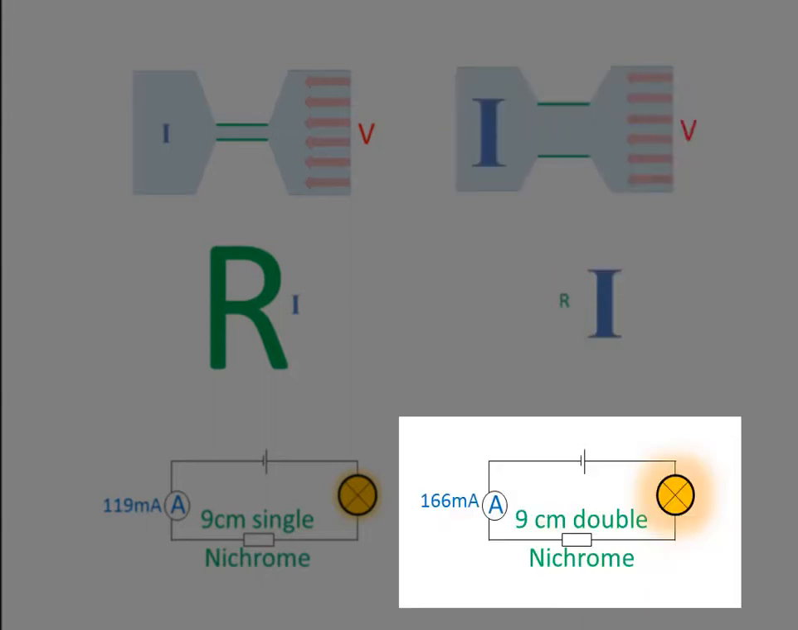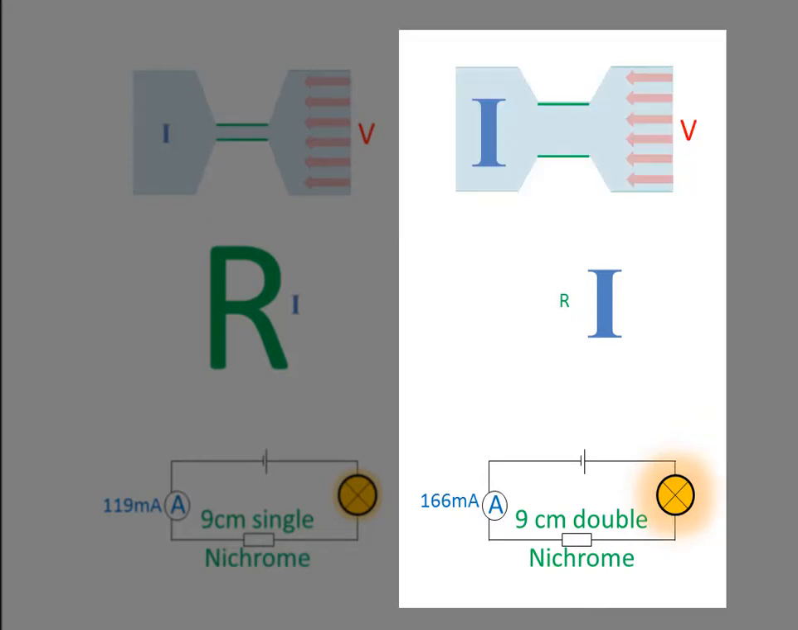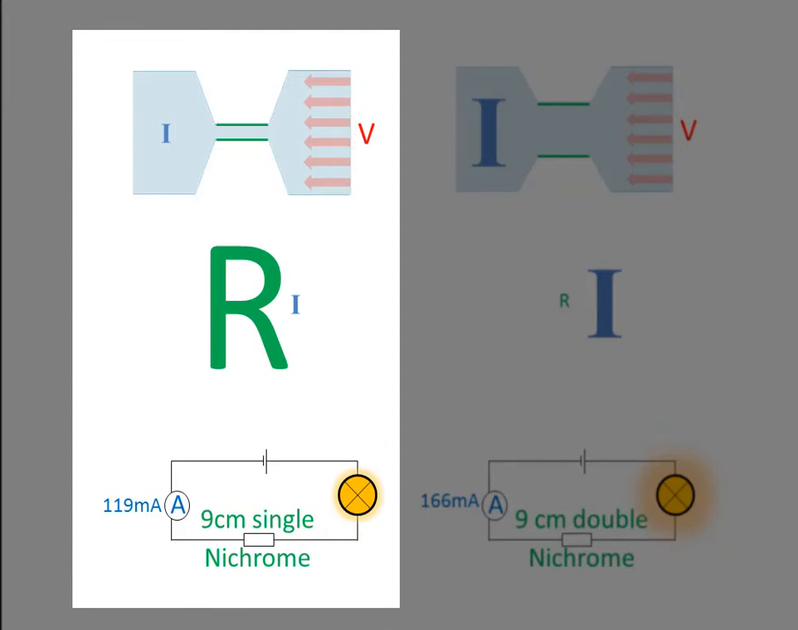Just as in this circuit here, the current strength is greater, so the bulb shines brighter because the resistance is less. A thicker resistor makes it easier for the current to flow because it's like a thicker pipe. Whereas the narrow resistor is like this thin pipe, which makes it more difficult for the current to flow. So current strength is lower, the bulb shines dimmer, and that's because it's a more difficult circuit, there's a higher resistance.